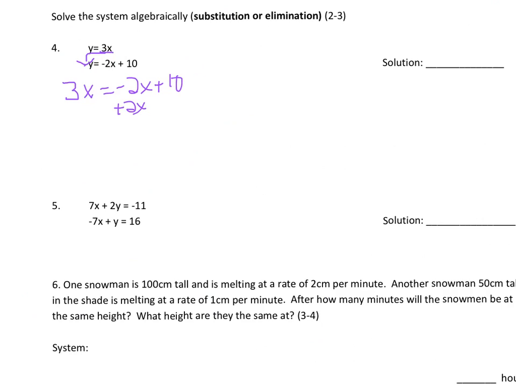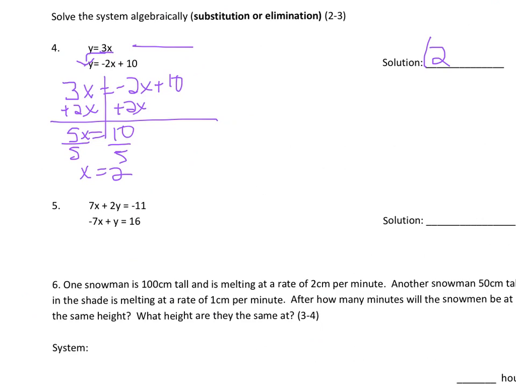And then you're going to solve that equation. So you're going to add 2x to both sides to get 5x equals 10 and divide by 5. So x is 2. So that is the first part of my solution. Now I have to come back to one of these original, and I'm just going to use the first one. Y equals 3 times, now we think that x is 2, so y equals 6. So that would be the second part of my solution.